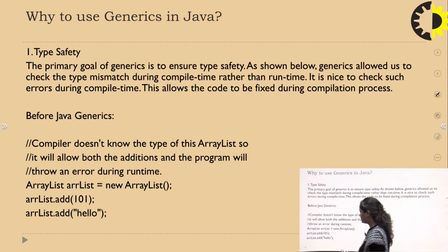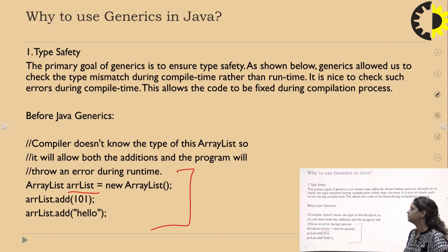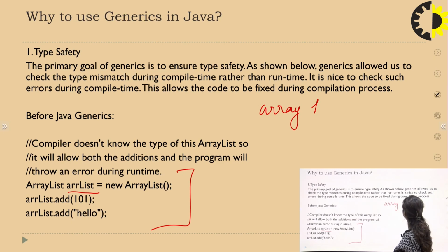So in this pseudo code, what is happening? We are creating an ArrayList. We are creating a simple list and adding elements to the list. So what is an array popular for? It will be holding homogeneous type of data.